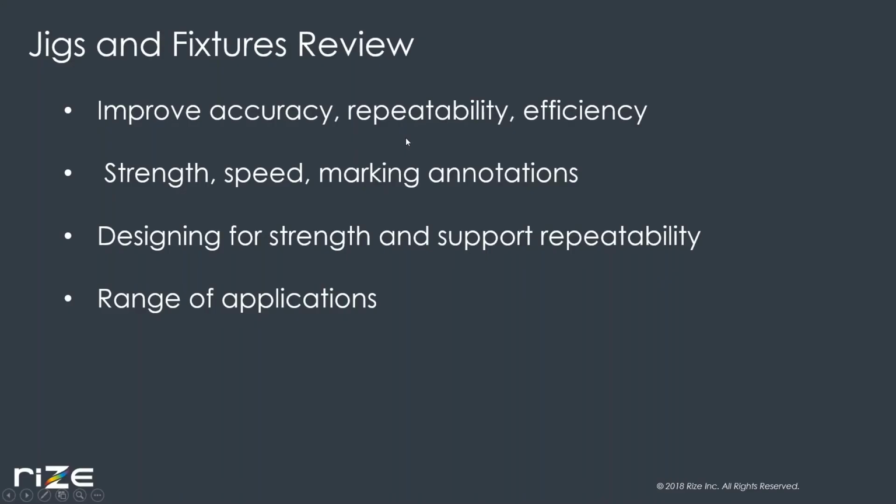So very quickly to review, why jigs and fixtures? To improve accuracy, repeatability, and efficiency. For strength, speed, and marking annotations with RIZE. As we discussed, Rizium as a material is a very high-end engineering compound. Its strength is twice plus that of ABS, stronger than polycarbonate and polypropylene. You get equal strength in all X, Y, and Z direction.